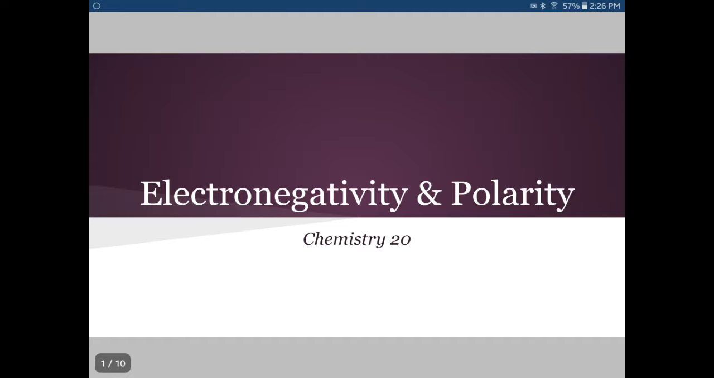Then we'll move on and look at a little bit of polarity to see how polarity is also affected by electronegativity.